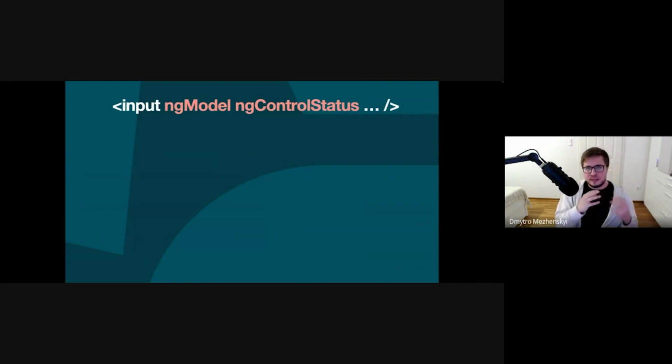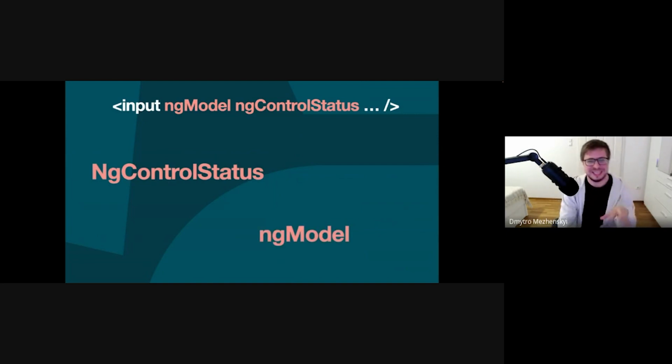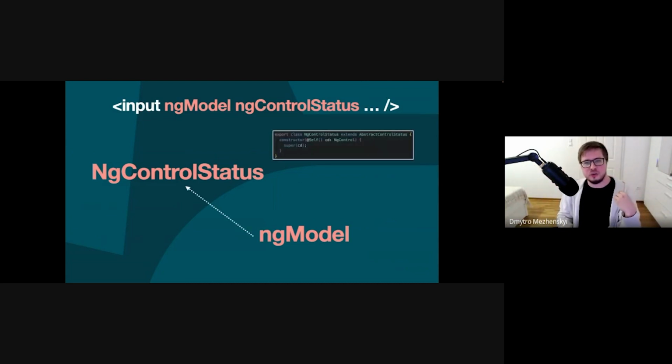So actually the statuses, it's better to start from another side. We have the ng control status directive and ng model, and they reside on the same node. Then ng control status injects ng model by dependency injection. After that, the ng control status directive has everything it has to know in order to apply appropriate statuses, or status classes, to the control.